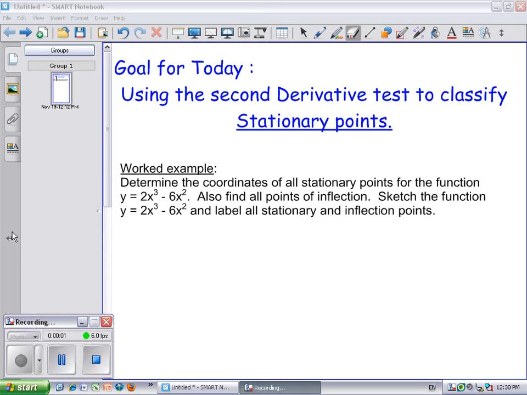All right, the goal for today is to use the second derivative test to classify stationary points. This is an extension to what we did on Wednesday.